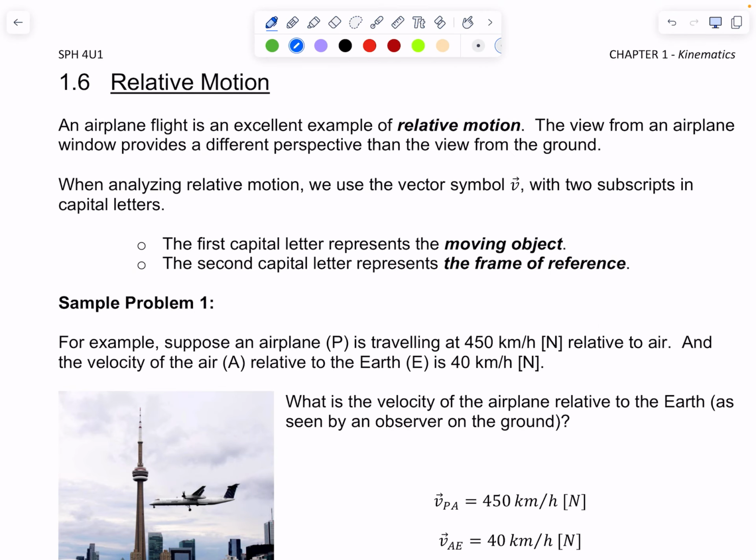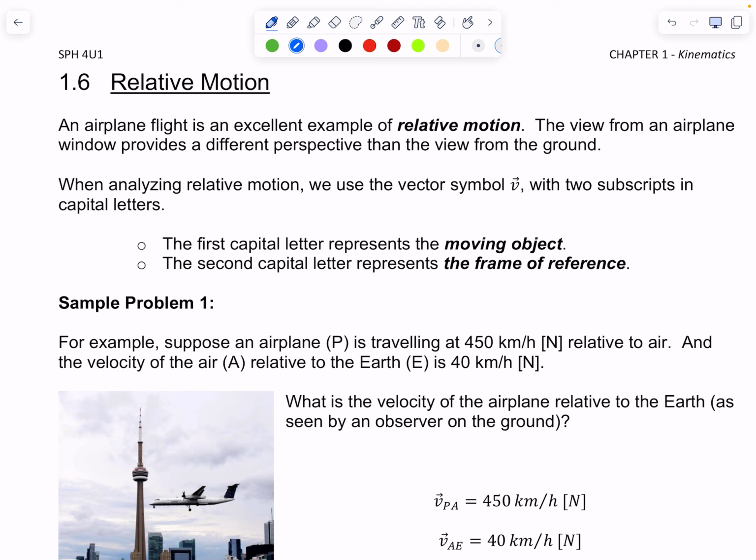1.6, relative motion. An airplane flight is an excellent example of relative motion. The view from an airplane window provides a different perspective than the view from the ground.